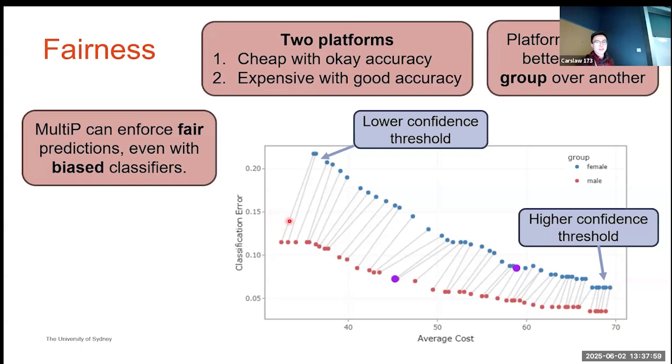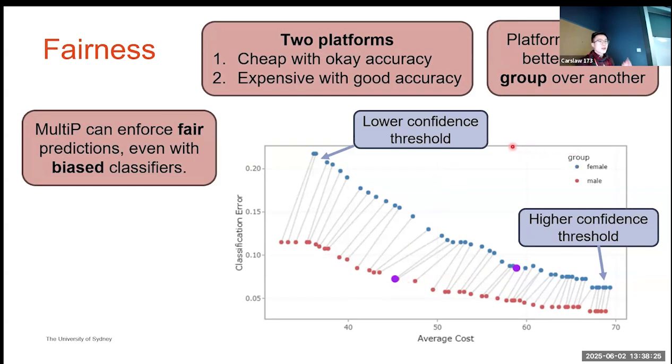And then these gray lines correspond to what the result would be if you use the same threshold for both groups. And what you can see is that the female group in this situation is generally higher and to the right, which means that if you use the same threshold for both groups, the platform would be more accurate for the males and less accurate for the females.